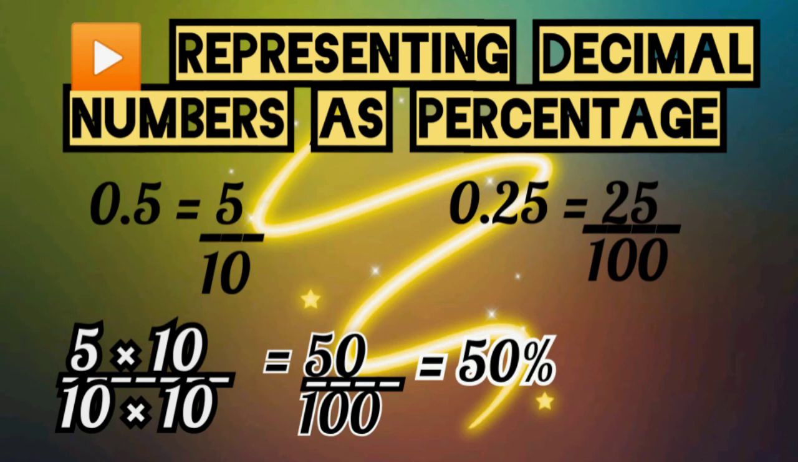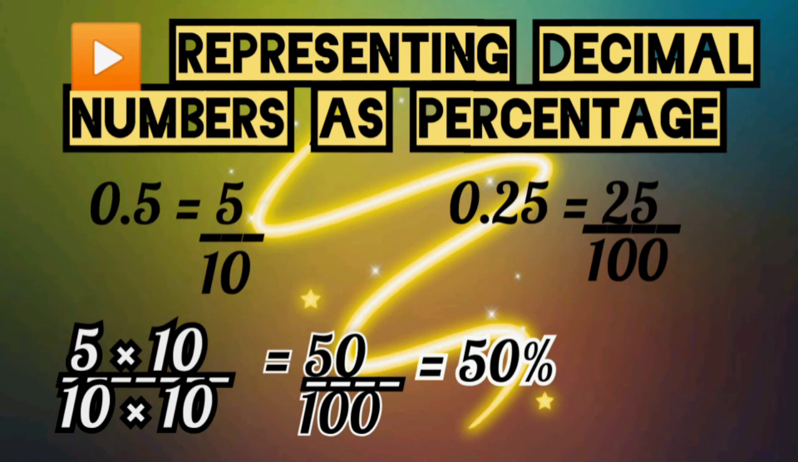So when a decimal number is given, how can we represent that as a percentage? See, I have taken 2 examples, 0.5 and 0.25. 0.5, if I ask you to write as a fraction, children, it can be written as 5 upon 10, because only one decimal place, only one number is there after the decimal point. So 5 upon 10. 0.25, yeah, there are 2 decimal places. After the decimal point, there are 2 numbers. So we can write it as 25 upon 100.